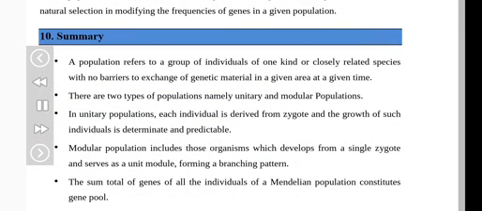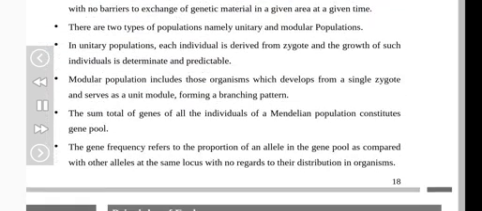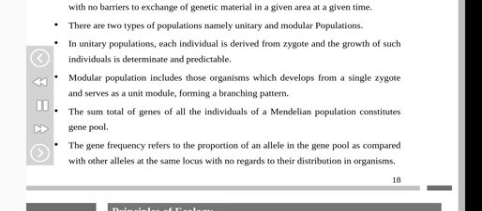10. Summary. A population refers to a group of individuals of one kind or closely related species with no barriers to exchange of genetic material in a given area at a given time. There are two types of populations, namely unitary and modular populations. In unitary populations, each individual is derived from a zygote and the growth of such individuals is determinate and predictable. A modular population includes those organisms which develop from a single zygote and serve as a unit module, forming a branching pattern. The sum total of genes of all the individuals of a Mendelian population constitutes the gene pool. The gene frequency refers to the proportion of an allele in the gene pool as compared with other alleles at the same locus with no regard to their distribution in organisms.